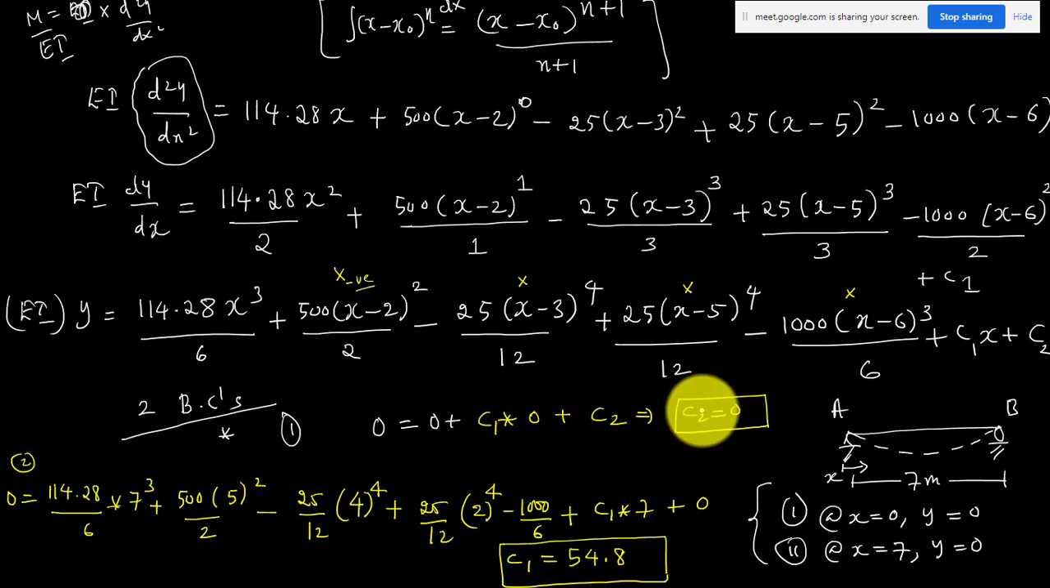Most of the time one of the constants will become 0, so you have to apply the right boundary condition in the beginning. Suppose somebody uses the other boundary condition first, they will get 7 C1 plus C2, and we don't know the value of C2. So first you solve for C2 and then go for C1, so that you get the equation in terms of only one unknown. Now I got the value of C1 and C2.